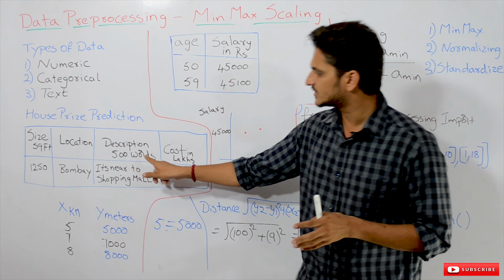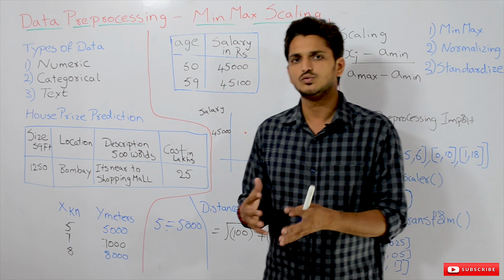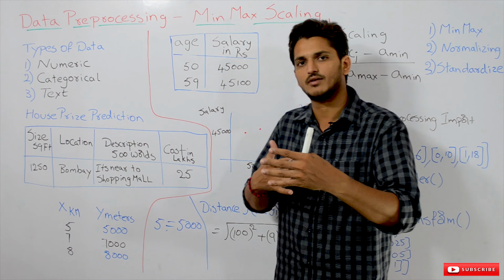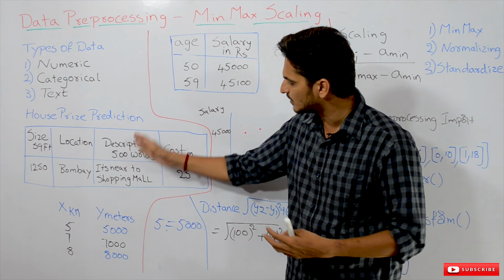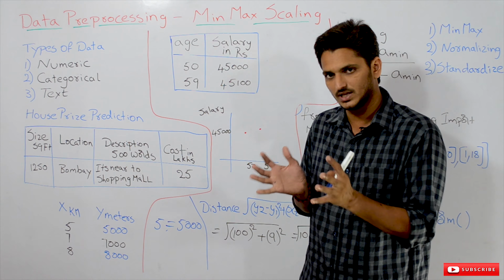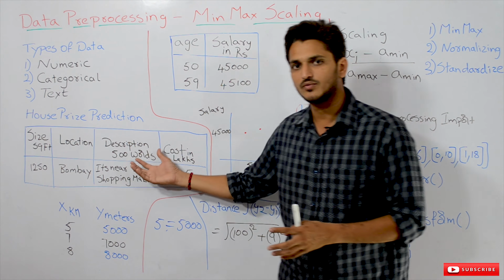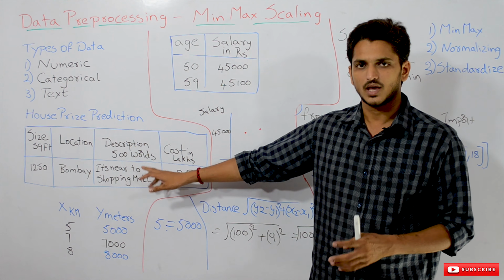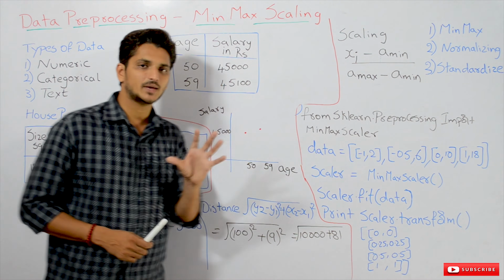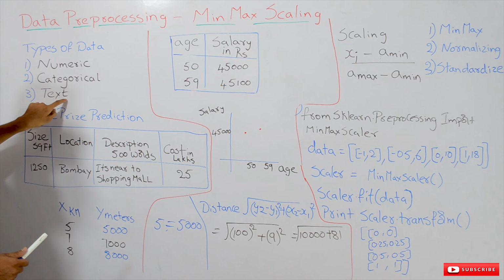Coming next, description of the house in words. Here we can give a description in a paragraph. Like all the English sentences, we can use any type of English words, and we can give a description about the house. This type of data is text data. Okay, you understand how many different types of data we come across? Numerical data, categorical data and text data.